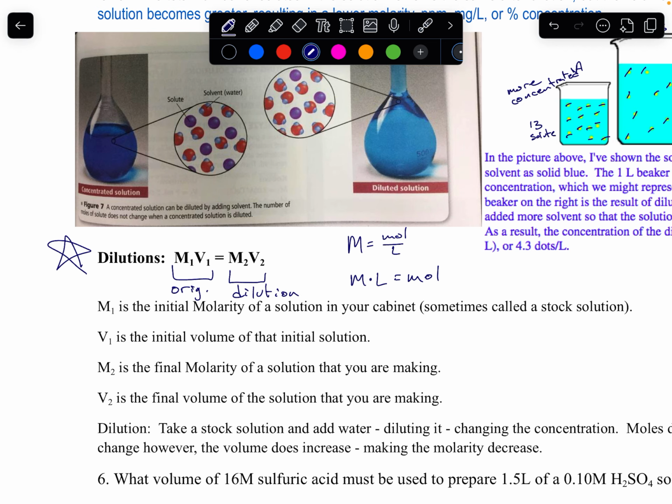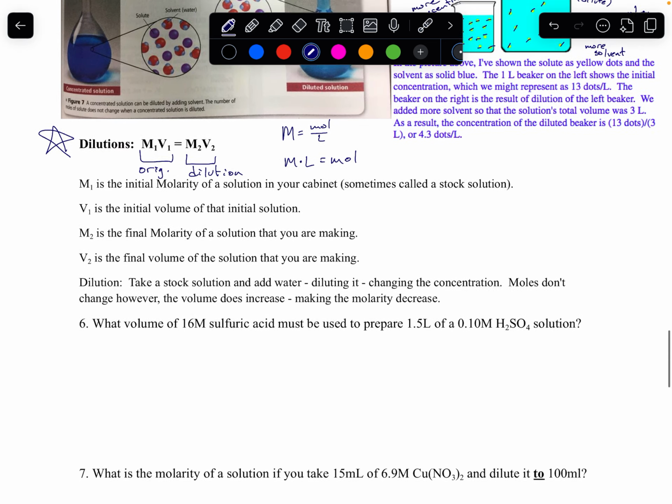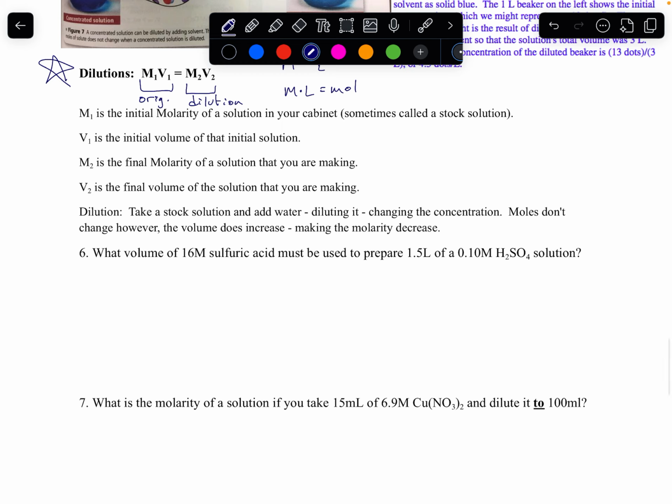So let's take a look and see how we would be using this. Okay, let's come on down here to number 6. I want to know what volume of a 16 molar sulfuric acid solution we must use to prepare 1.5 liters of a 0.1 molar sulfuric acid solution.